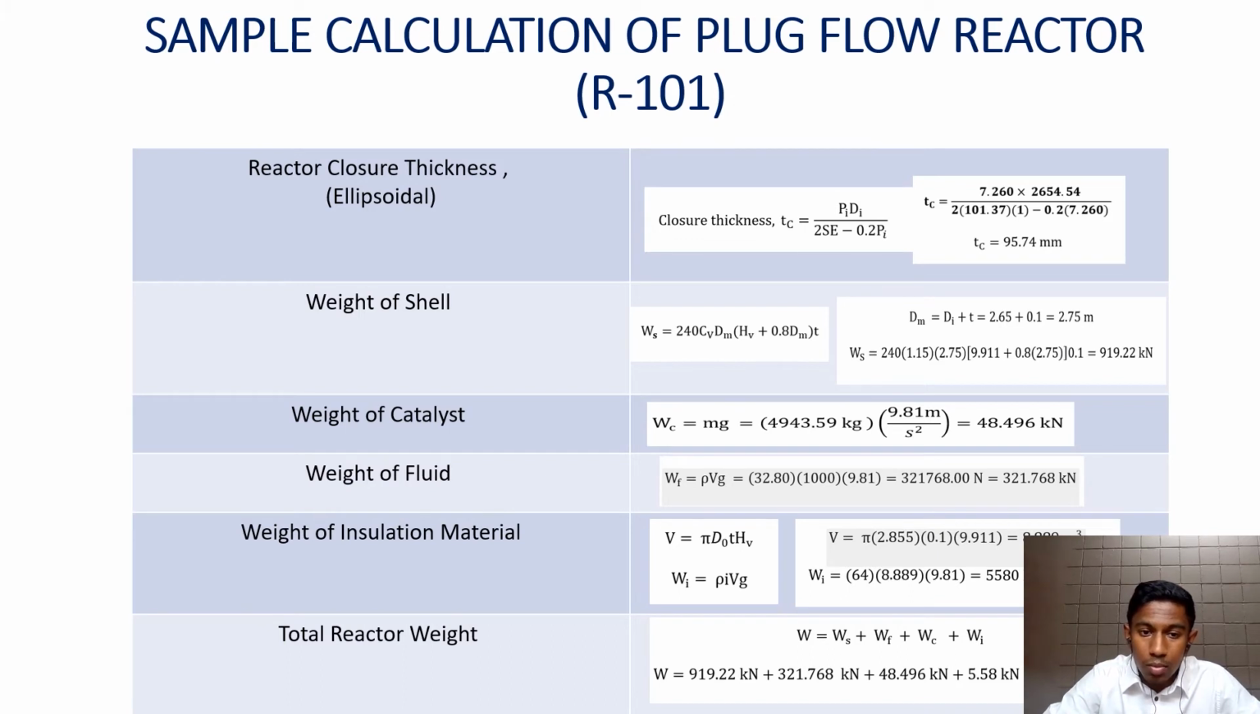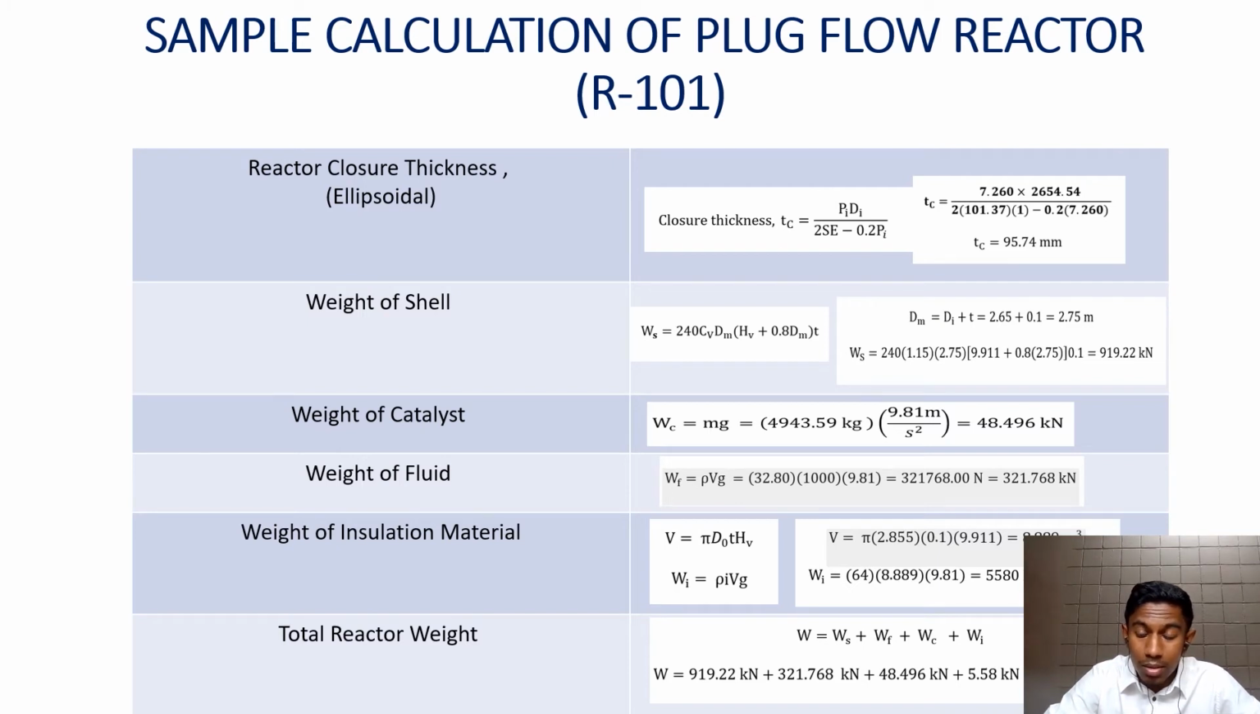The weight of the catalyst was calculated using the mass of the catalyst times the gravitational force, and what we got was 48.9496 kilonewton. For the weight of the fluid, we use a very simple formula, which is rho V g, which is the density of the fluid times the volume of the fluid times the gravitational force, where we get 321.768 kilonewton.